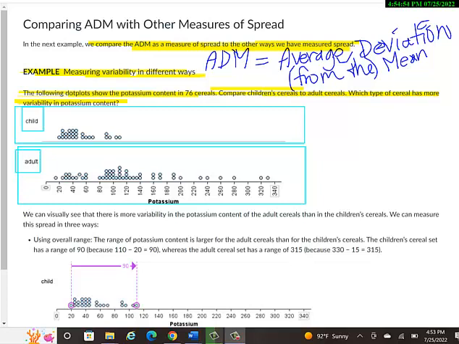The children's cereal looks like most of the dots are in the smaller amounts, because 0 is on the left and larger numbers are on the right, just like we're used to. X-axis goes left small, right large. The adult cereal goes as high as somewhere around 330. The children's cereal, the highest value matches up to about maybe 110. So I guess kids don't care about potassium, they just care about the sugar and the taste, right? But adults might care about vitamins and things like that.